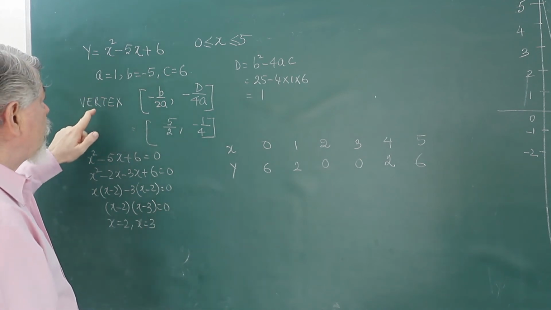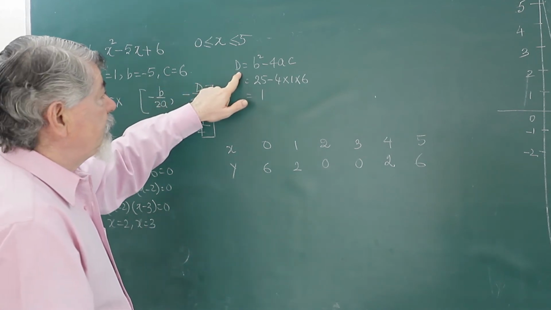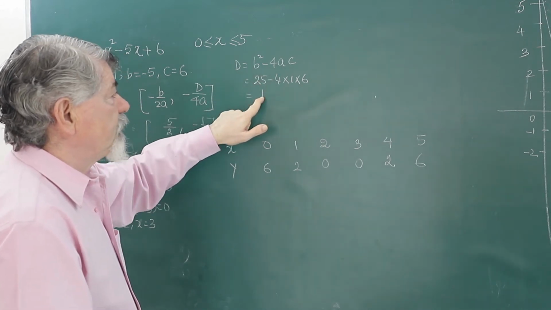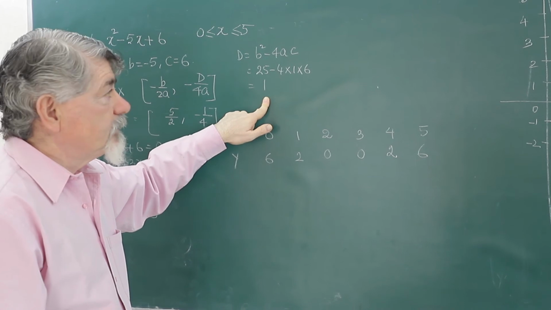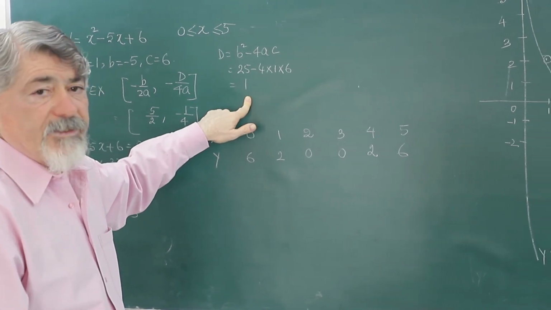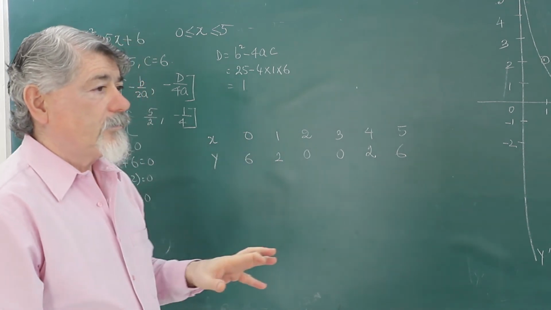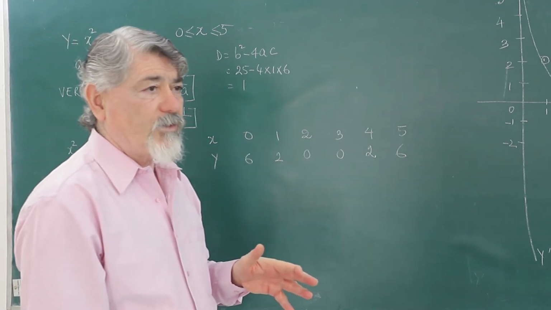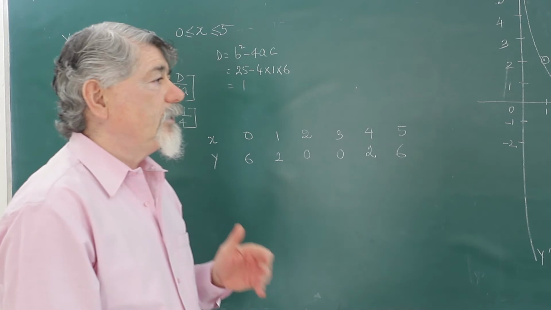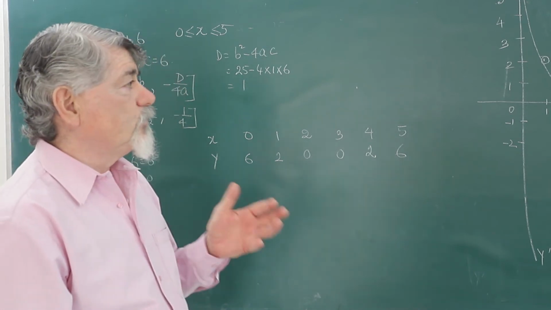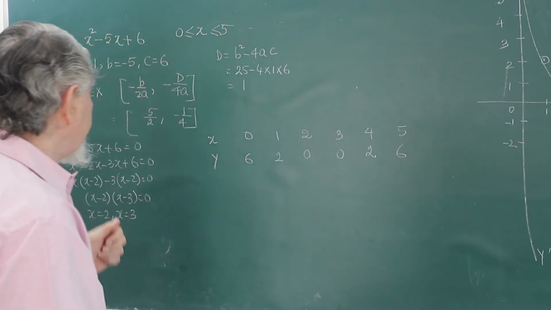We calculate the discriminant, D = b square minus 4ac, which is 25 minus 24, and it comes out to be 1. Again it is positive, that means the roots are going to be real and distinct. When the discriminant is greater than 0, the roots are going to be real and distinct.